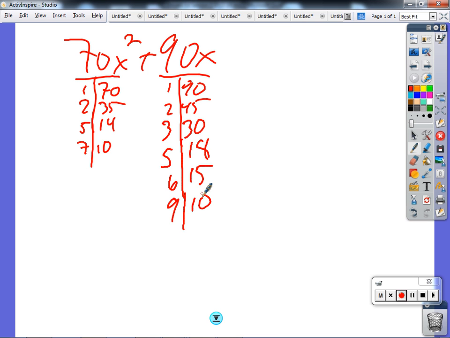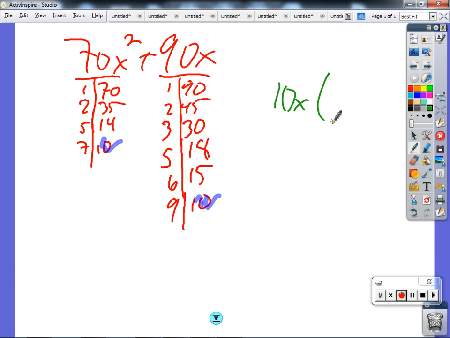Okay, so let's go fly a kite with Alex. Alex, what is the largest number they have in common? 10. Right? That's what they have in common. Okay, so with that being said, I can pull that 10 out. And do they have any x's in common? How many x's do they have in common? 1x. So I pull out the 1x.